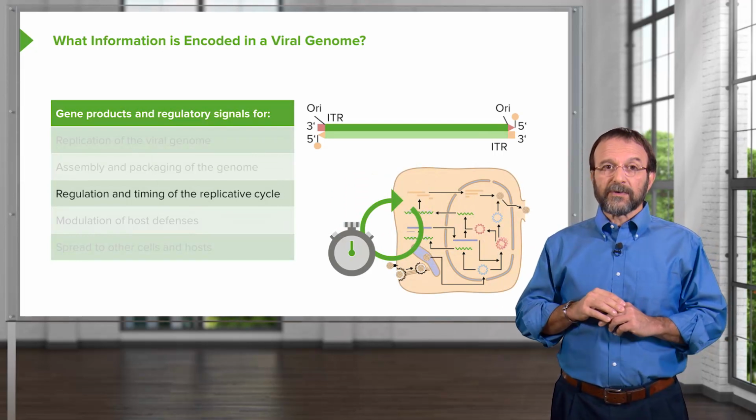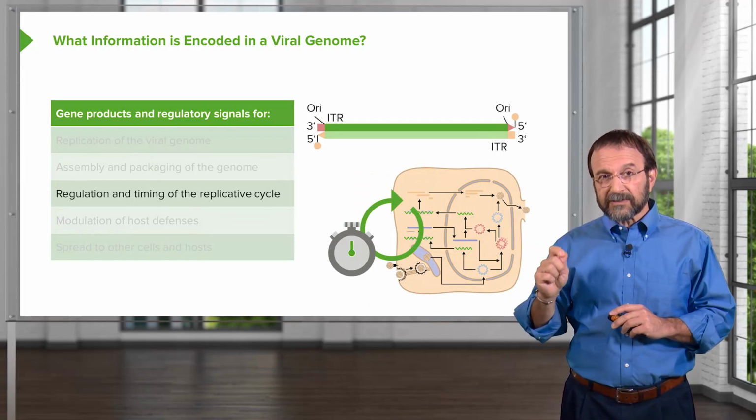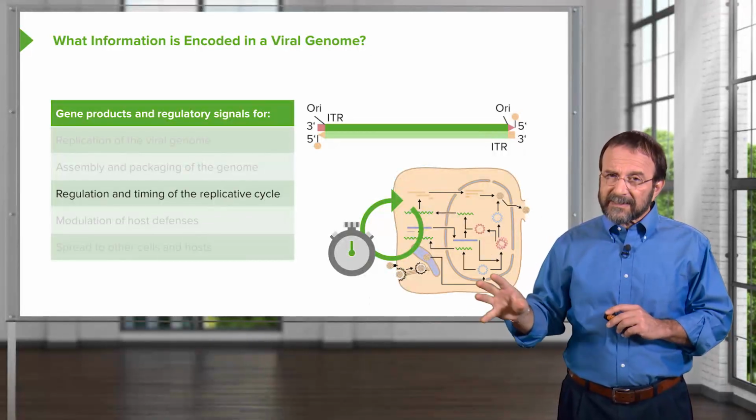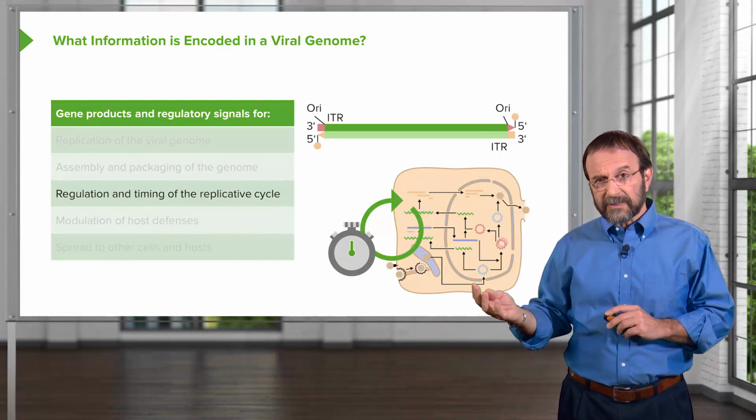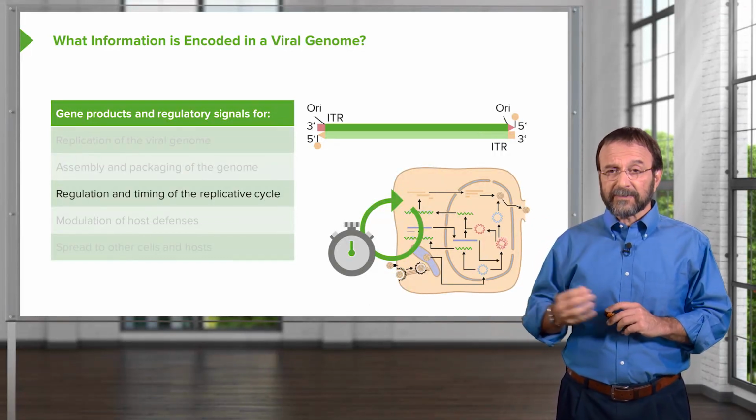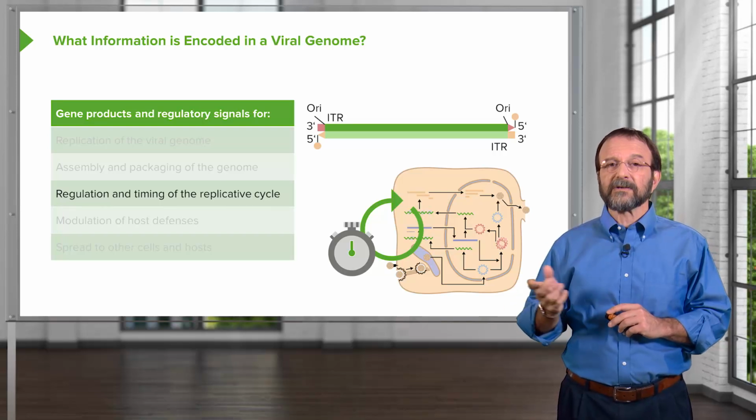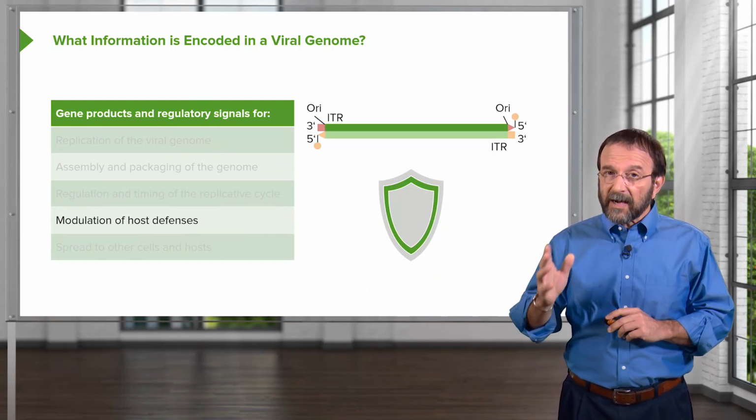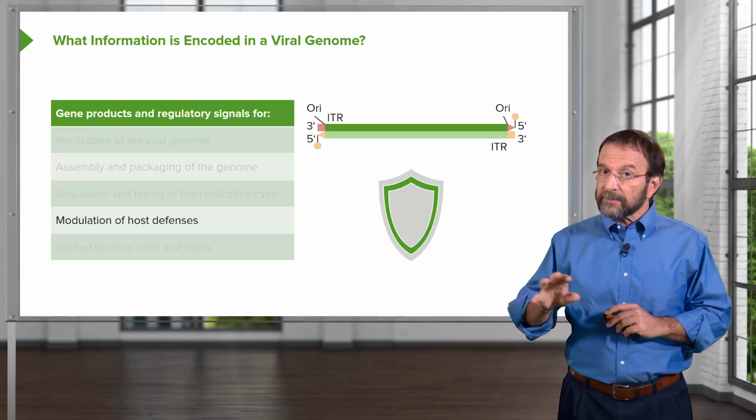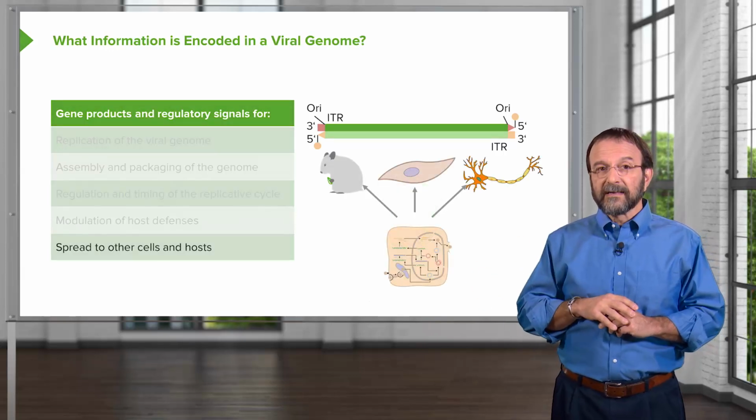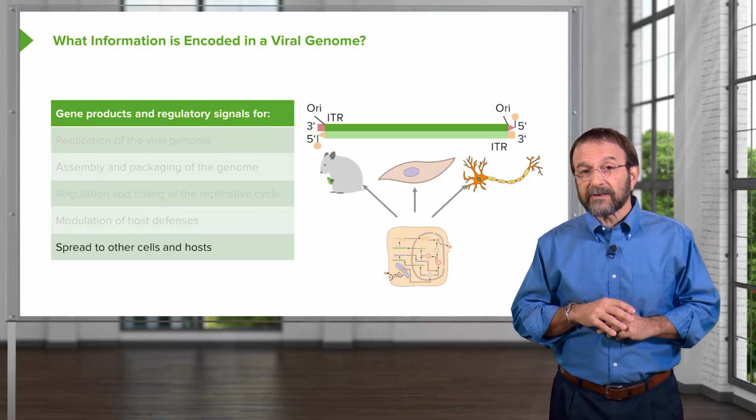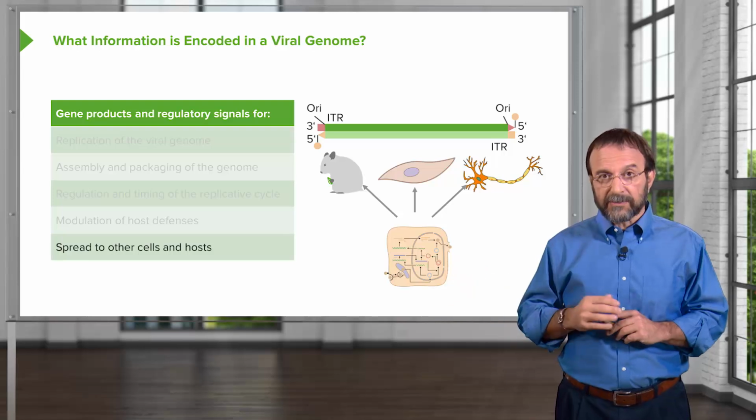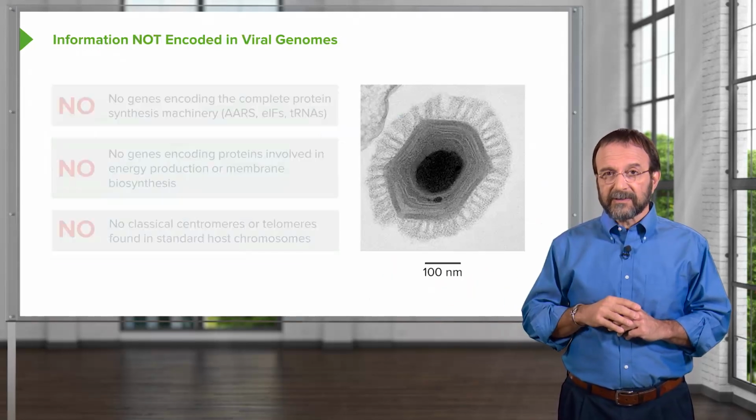We know there are genes for regulating and timing the replication cycle. When a virus enters a cell, not everything happens at once. It would not make sense, for example, to produce structural proteins until they're needed for assembly of new virus particles. So that timing is encoded in the genome. Many viruses encode at least one protein that modulates host defenses. If they don't, they would no longer exist on the planet. And finally, there are genes encoding proteins that are needed to spread from that first cell that's infected to other cells or other hosts. And these are just some of the gene products encoded in a genome.